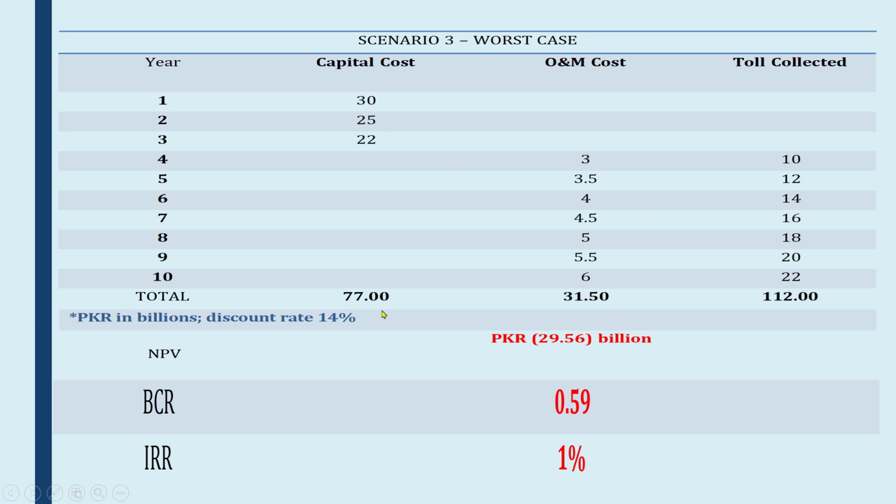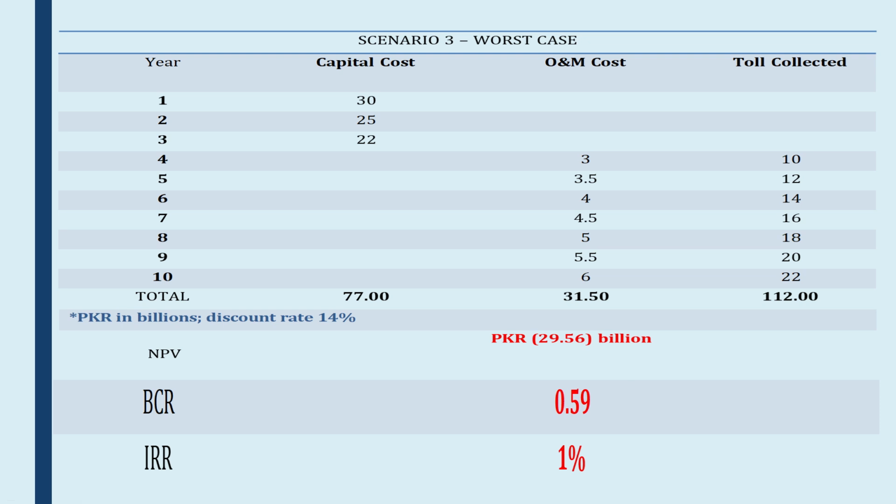You have the capital cost of 77 million and the OM cost of 31.50 million. Revenue collected is 112 million, and the discount rate is 14%, so the NPV is minus 29.56 billion. The BCR is 0.59. Sorry, 0.59, so you are losing 59 cents by investing $1, and the IRR is 1%. So this is the worst case scenario.